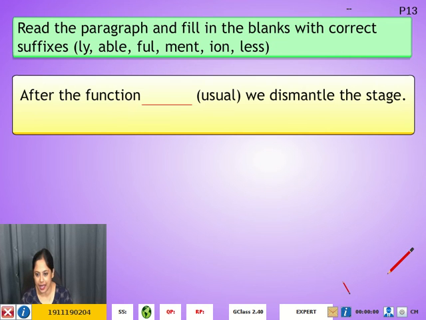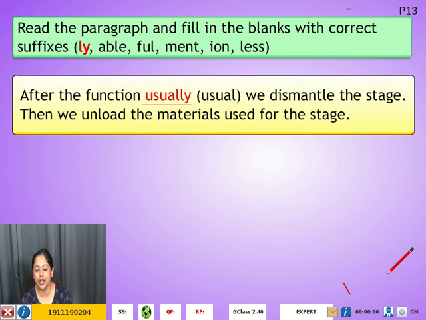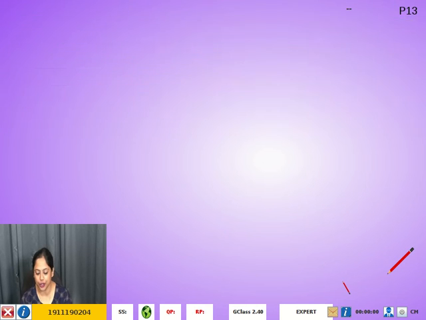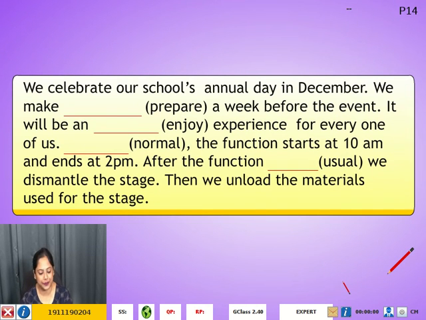Let's see another one. After the function dash, we dismantle the stage. The word here is usual. Which suffix will we use with the word usual? After the function, usually we dismantle the stage. So, ly is a suffix here. Then we unload the materials used for the stage.